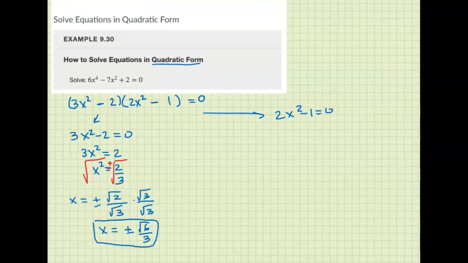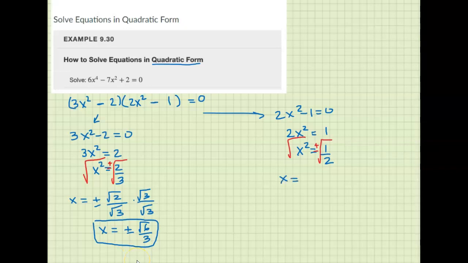Alright, let's look at this one. Same thing. Solve for x squared. 2x squared equals 1. X squared equals 1/2. Take the square root of both sides, plus or minus. We get x equals plus or minus 1 over square root of 2. Rationalizing, we have x equals plus or minus square root of 2 over 2.